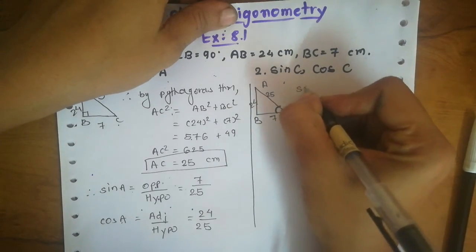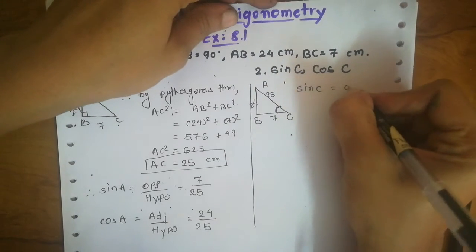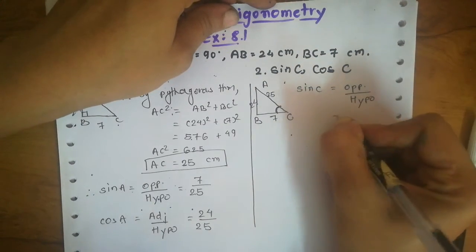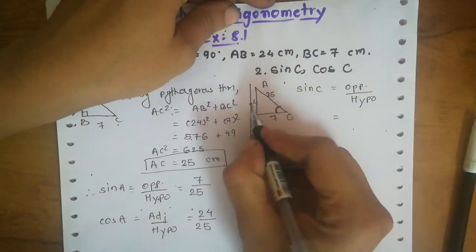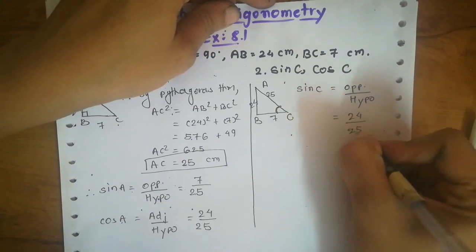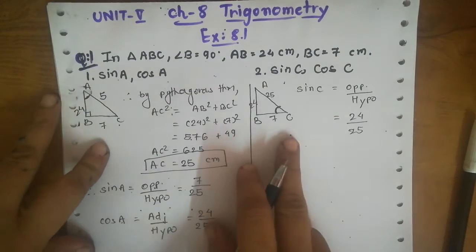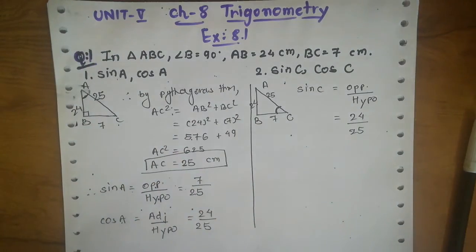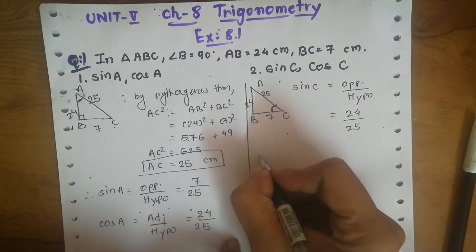First we need to find sin C. It is nothing but opposite by hypotenuse. For angle C, the opposite side is 24. The hypotenuse is the same: whether we refer to angle A or angle C, the hypotenuse is always the same, 25. So sin C is 24 by 25.